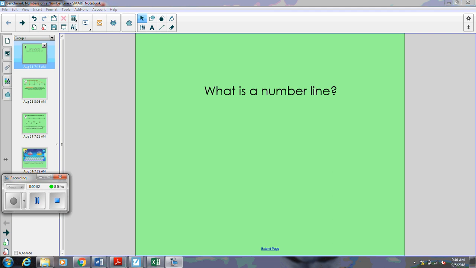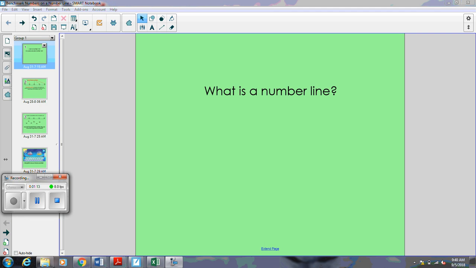Cool. Can a number line go horizontal across? Yes. Like this? Yeah. Can a number line go up and down? Yes. Cool. Colin, what do you know about number lines? Number lines is basically like skip counting.